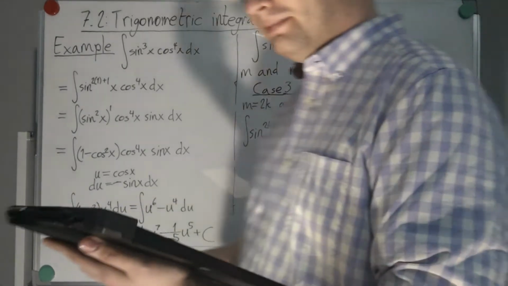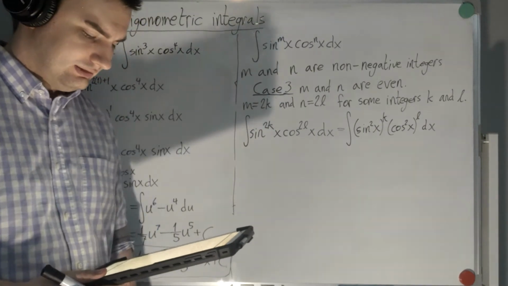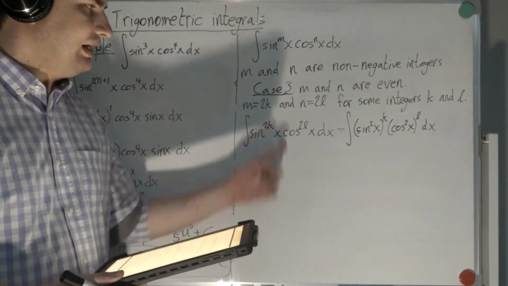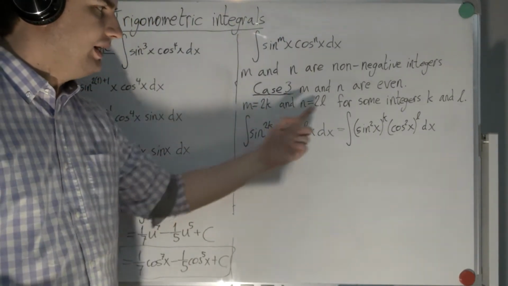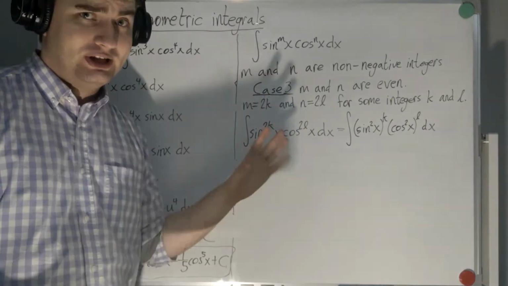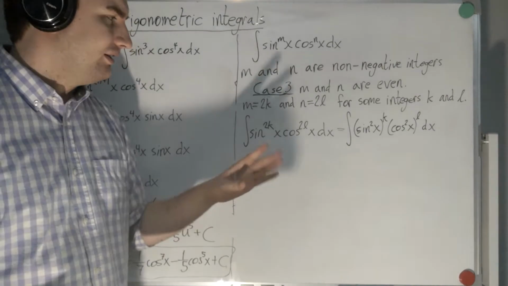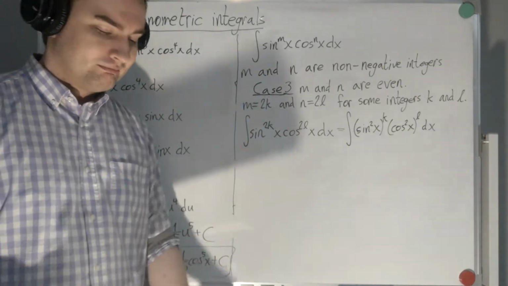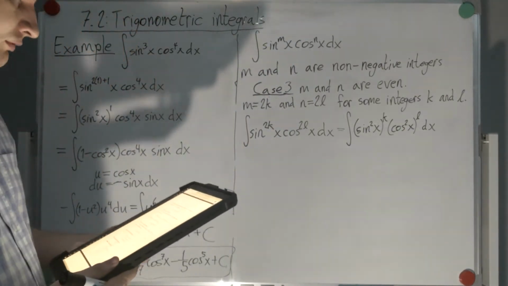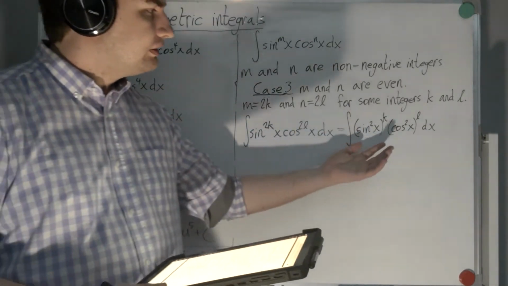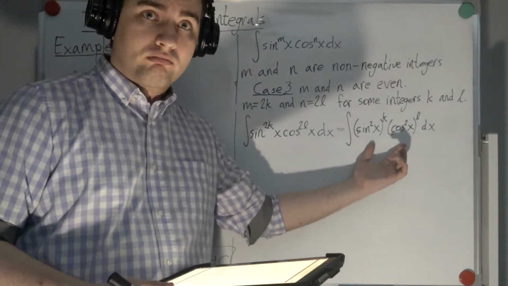I just realized I might have, so in this case, I've been associating k with m and l with n. I might have switched that from the previous case. So if I did that, sorry about that. But at least the cases are consistent. In any case, so what we have is this.